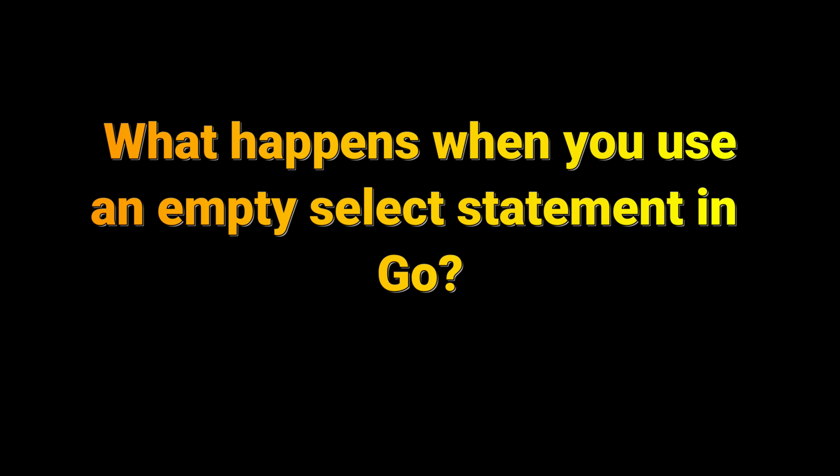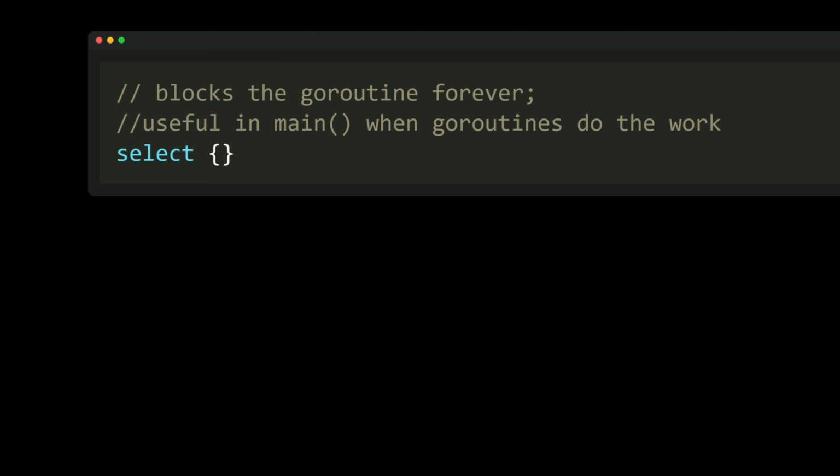Question: what happens when you use an empty select statement in Go? An empty select statement with no cases will block the current goroutine forever. It never returns and just waits indefinitely. This is useful in the main function when you have other goroutines running and doing all the work. You can put an empty select at the end of main to keep the program alive without doing anything else.